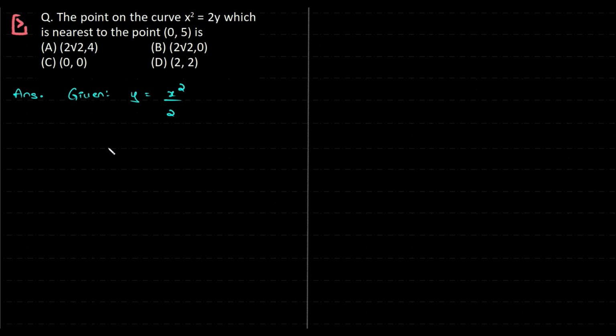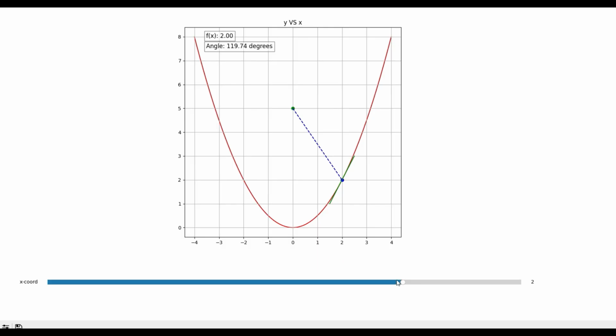There are quite a few methodologies. One is your distance formula and so on. The one which I'm using is the fact that a line joining the point (0, 5) and another point on the curve will be perpendicular to the tangent at that point. Any nearest point will be perpendicular to the tangent to the curve.